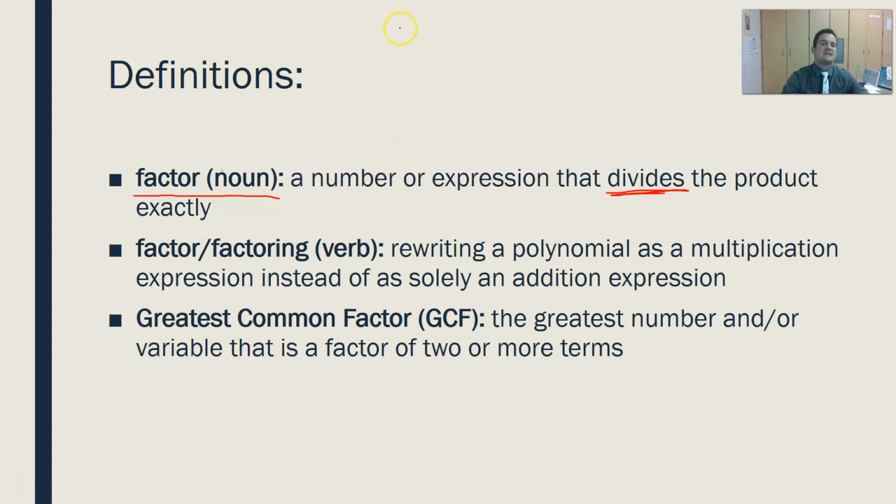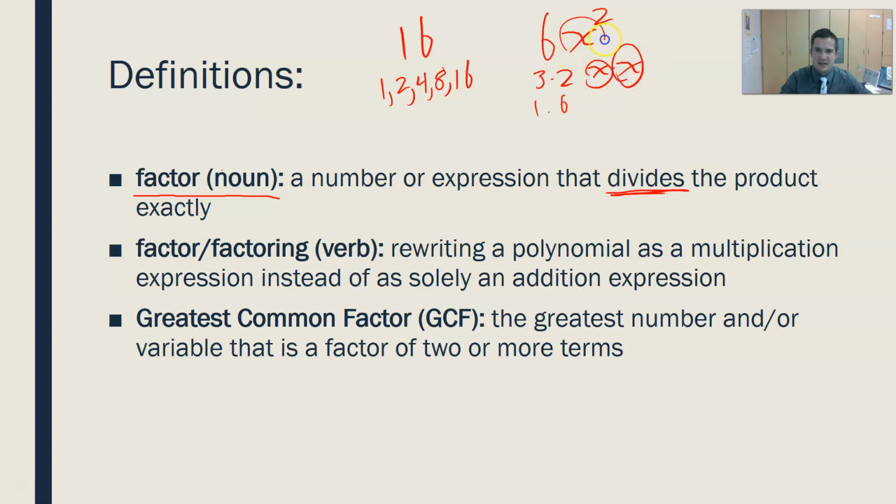So the example I've used in the past is like the number 16. A factor of 16 would be a number that divides perfectly into 16. Like 1, 2, 4, 8, 16 are all factors of 16 because they all divide perfectly into 16. We talked about factors of, let's do 6x squared. I would have the factors 3 times 2. 3 and 2 both perfectly divide into 6, as well as 1 and 6. And then x and x both perfectly divide into 6x squared because x and x make up x squared. So factors are numbers or expressions that divide the product exactly.